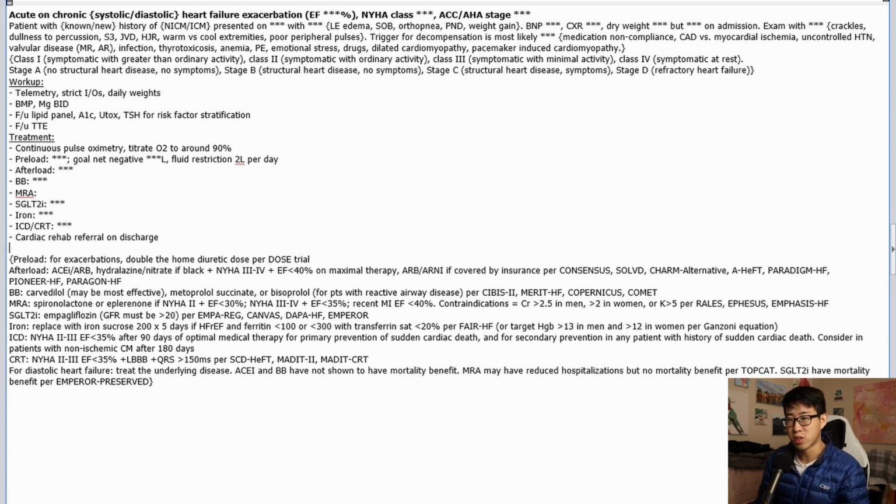SGLT2 inhibitors, now we're starting on everybody. We're usually starting Jardiance or empagliflozin 10 milligrams. That's different from the diabetes dose, which is 25 milligrams.